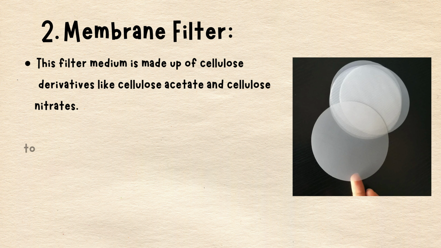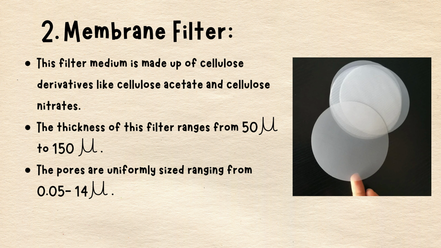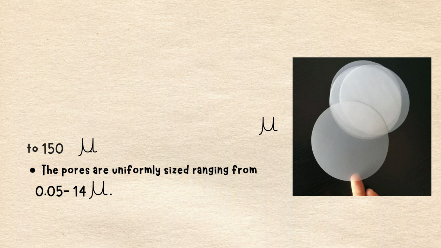Next one is membrane filter. This filter medium is made up of cellulose derivatives like cellulose acetate and cellulose nitrate. The thickness of this filter ranges from 50 micron to 150 micron. The pores are uniformly sized, ranging from 0.05 to 14 micron.